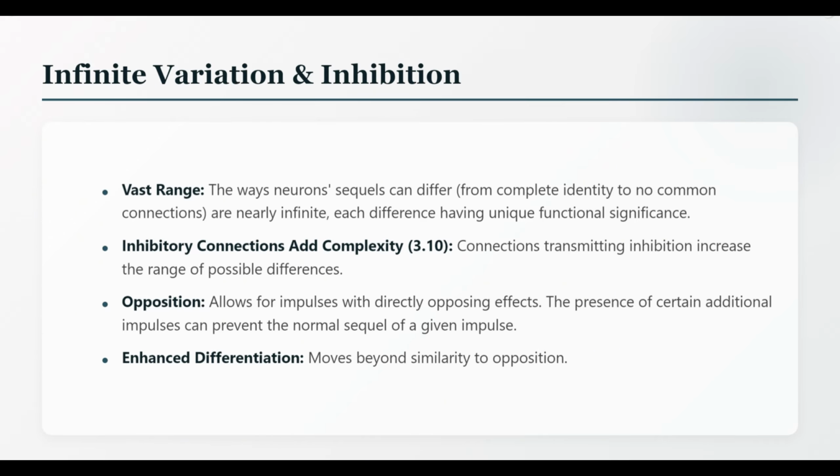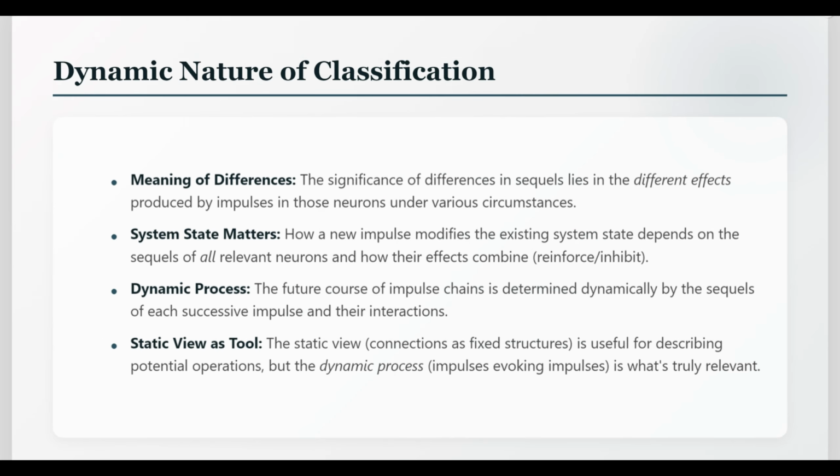The system becomes incredibly flexible. So, what's the point of all these different sequels? Their significance lies in the different effects they produce. When a new impulse arrives, it modifies the ongoing activity of the entire system based on its own sequel, and how that interacts with everything else happening at that moment. The future path depends on this dynamic interplay. It's less like a static blueprint, and more like a constantly evolving conversation.